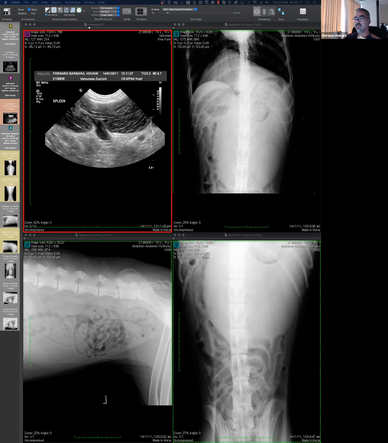But this is independent for the spleen. The spleen is kind of the one that rotated without affecting the stomach. And if that spleen gets enlarged, then if anything, I would expect that it will move or displace the stomach cranially.